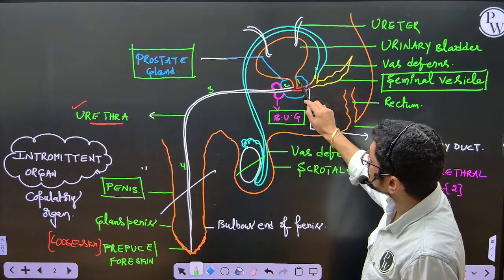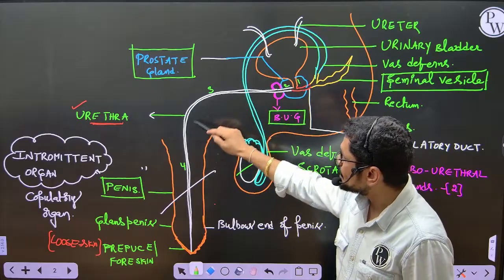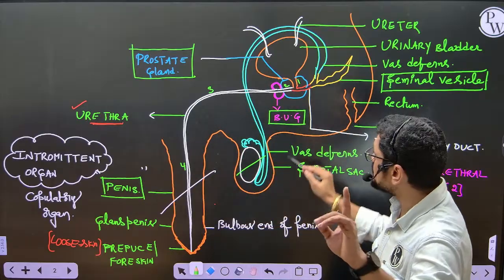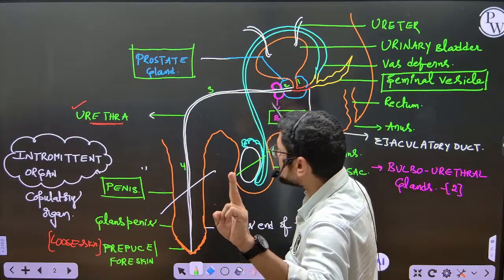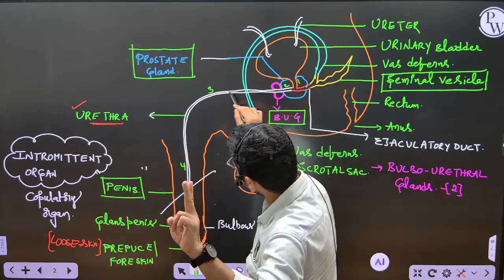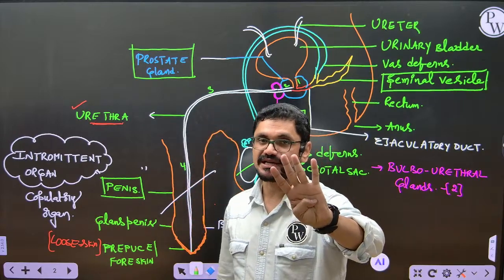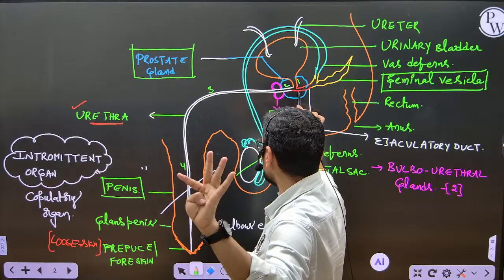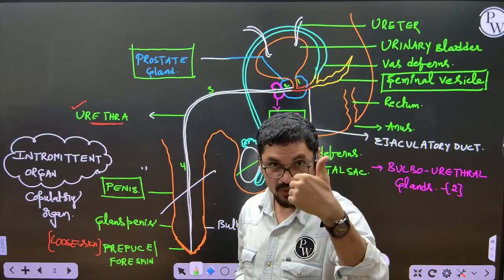See the small white numbers 1, 2, 3, 4. Four parts are there, and these four parts are nothing but the urethra. It means the urethra is present just beneath the urinary bladder. The urethra is present in the prostate gland. The urethra is present here also, and inside the penis also. Four parts are there: urinary urethra, prostatic urethra, membranous urethra, penile urethra. What are those parts?